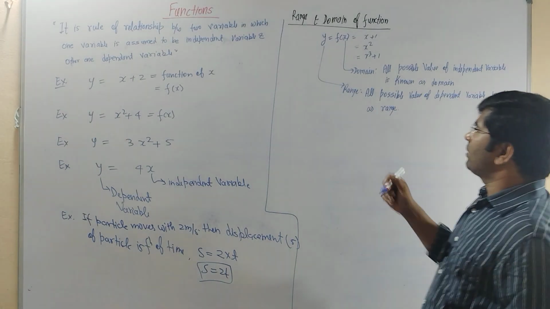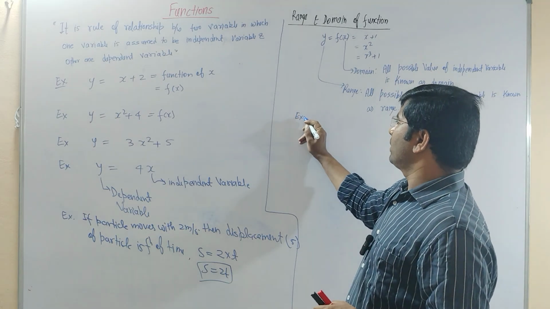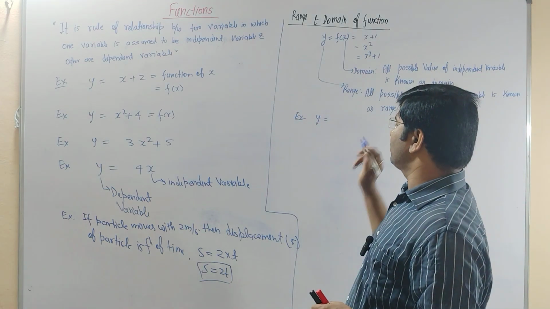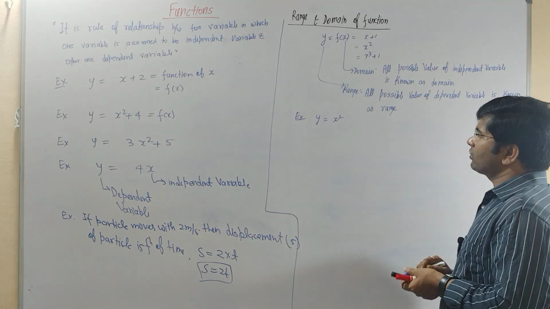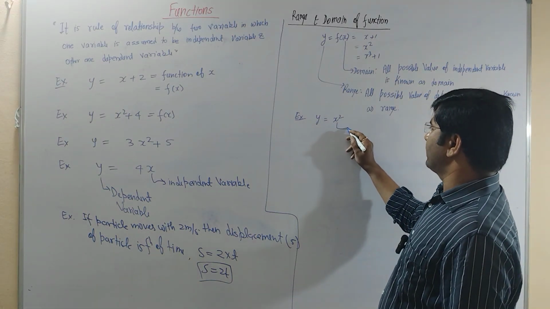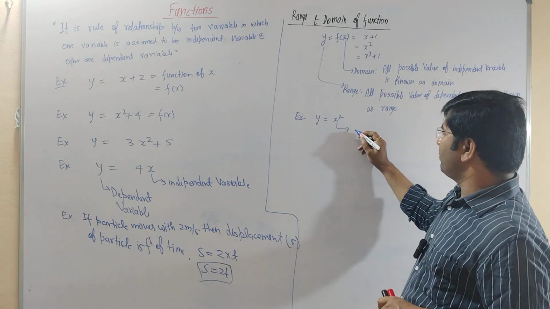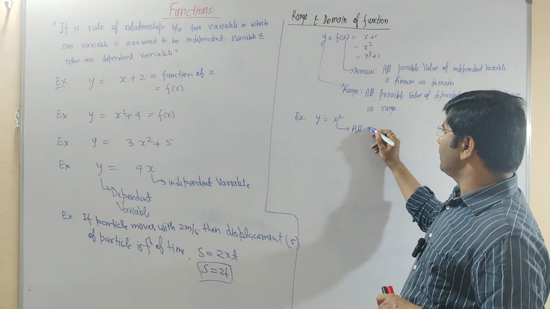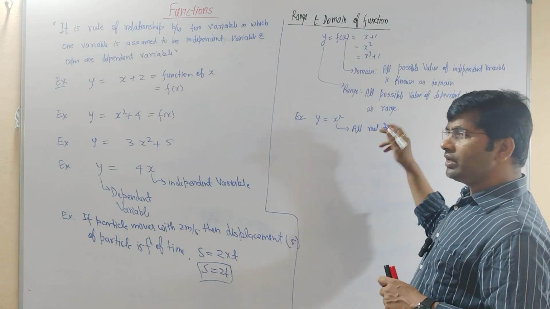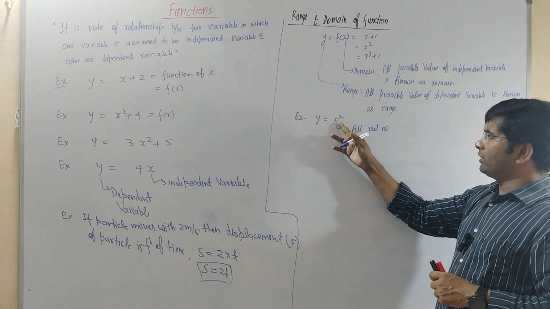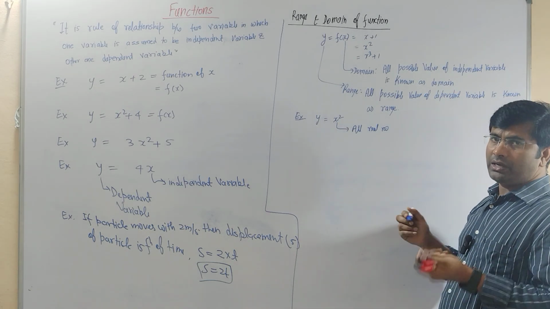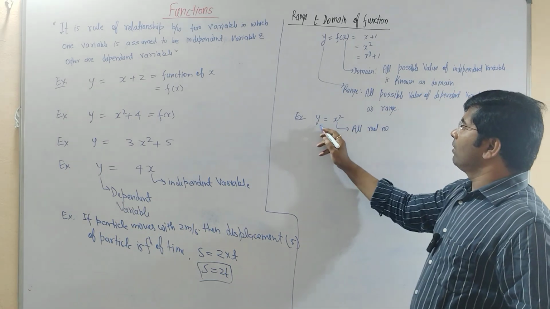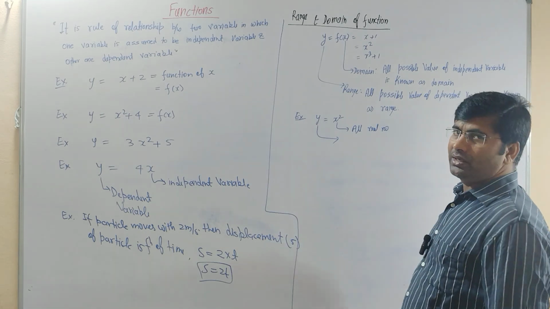For example, let me take one example. I'm saying y equals x square. Here, what is the possible value of x? You put anything. That means we can say all real numbers. You put any number there. So that is input. This input is the independent variable. Independent variable here can be anything.